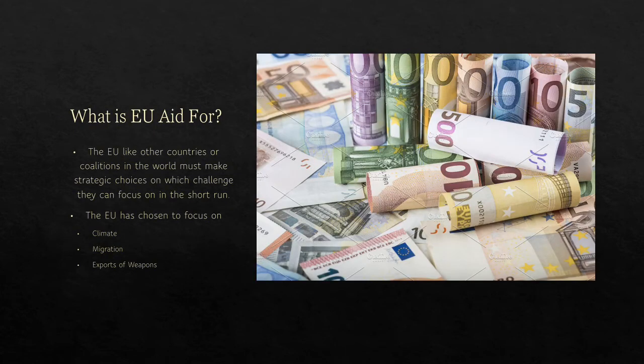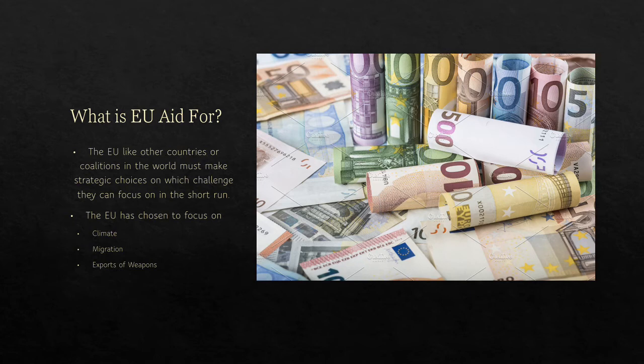So, what is this EU aid doing? What's it for? The EU, like other countries or coalitions in the world, and I'd once again like to point out that the EU is not a country, it's a coalition of member states, so it's a little bit different than a lot of the aid from other major world powers, but it still must make strategic choices on which challenge they can focus on in the short run.